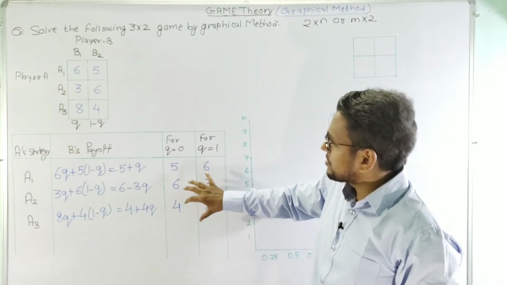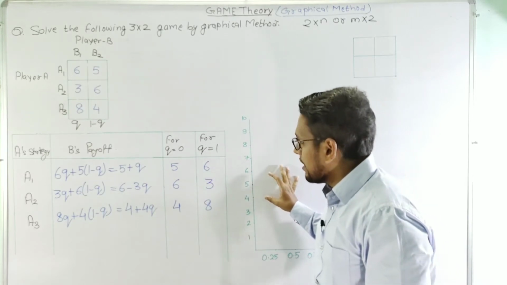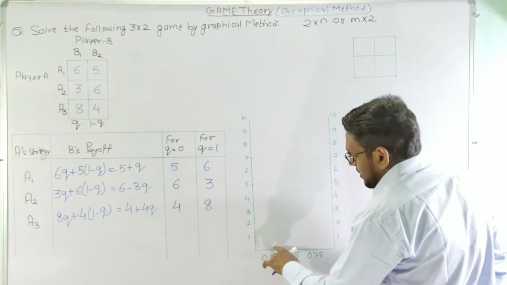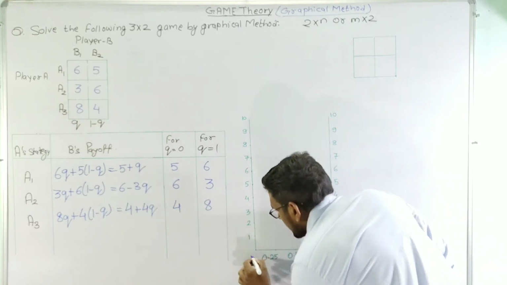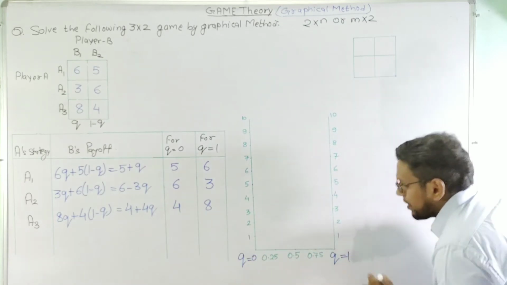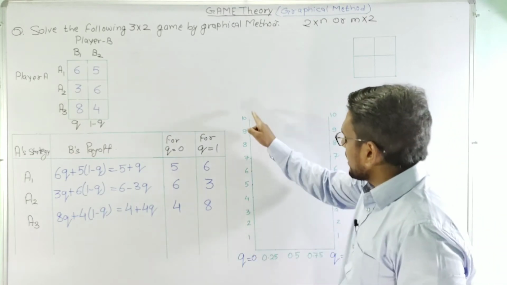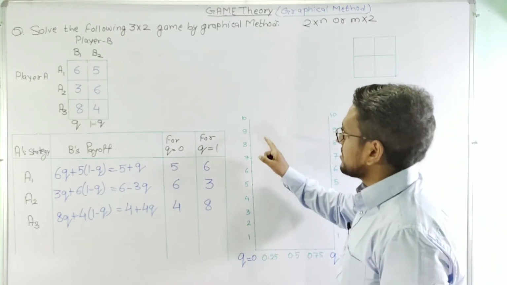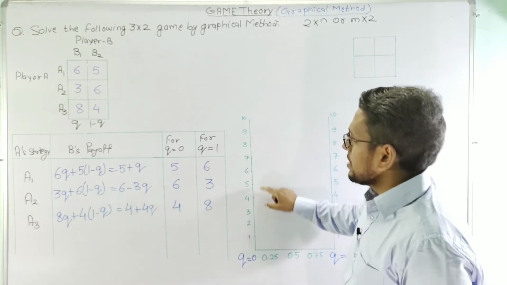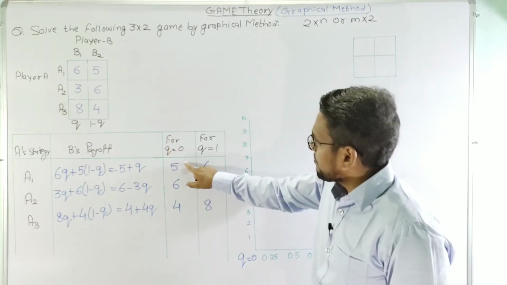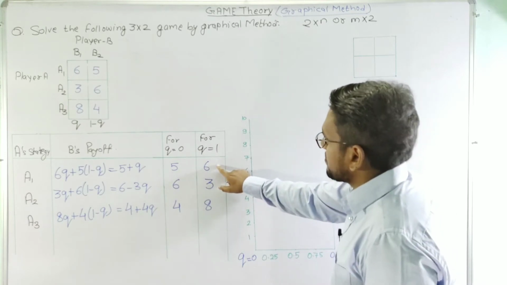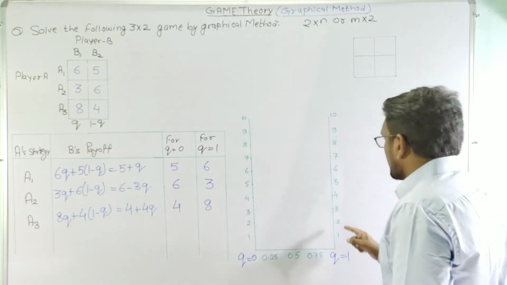Now let us plot these values on our graph, and we will consider the x-axis of this graph as the probability, which is from q equal to 0 to q equal to 1, and the y-axis here represents B's payoff. That means for q equal to 0 we have 5, 6 and 4, so this will come here, and for q equal to 1 we have 6, 3 and 8, so it will come here.